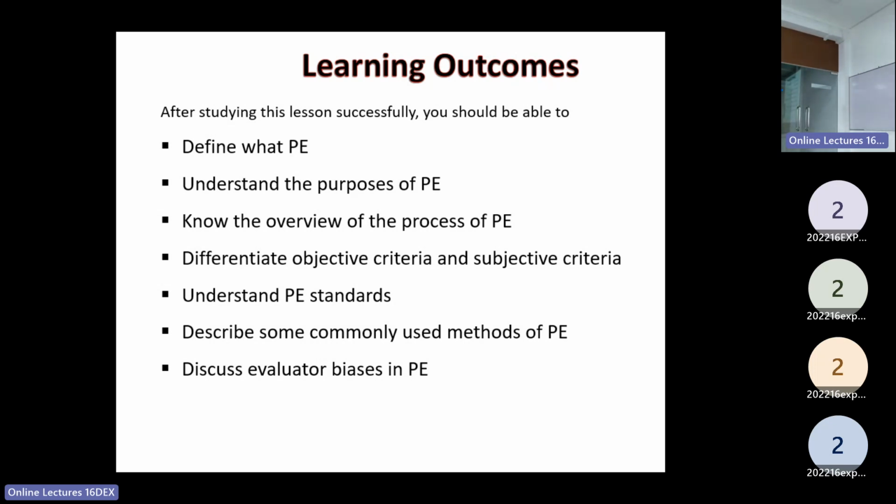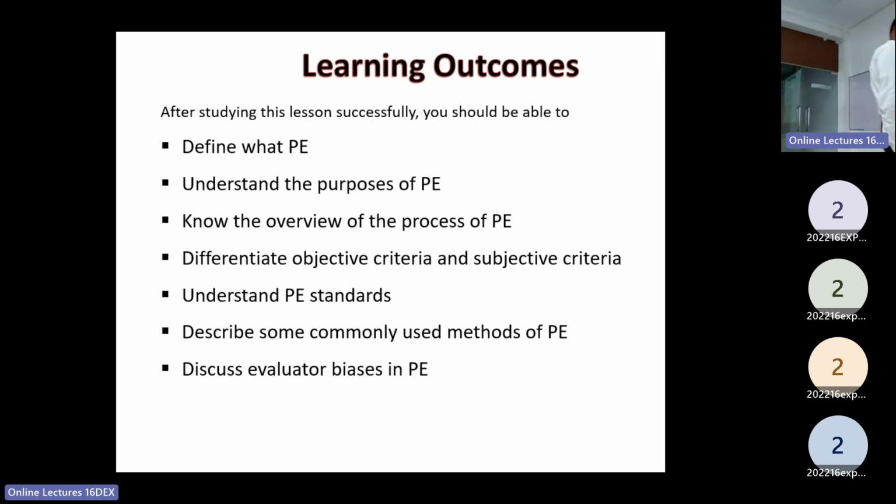So what do you mean by performance evaluation? Performance evaluation is all about measuring how well employees are doing their job. To what extent, to what degree, employees are doing their job. Understand?